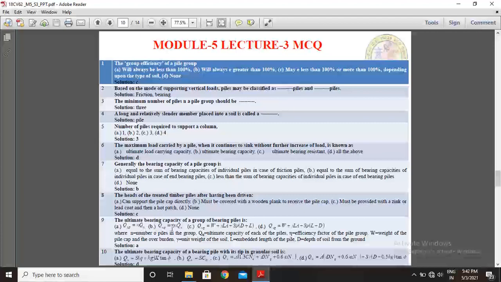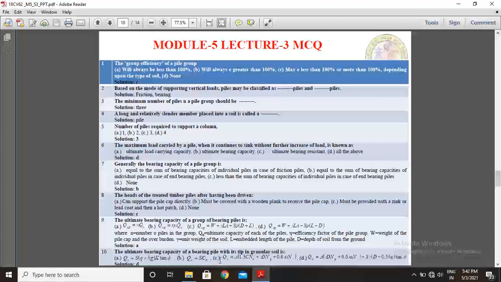The ultimate bearing capacity of a group of bearing piles: first option is Qug equal to N into Qn. Second option is Q equal to N into Qu. Third option is Q equal to W plus gamma LA plus SP into D plus L, or next option is Q is W plus gamma LA plus S into P into L plus D. Option is A, that is first option, Qug equal to N into Qn.